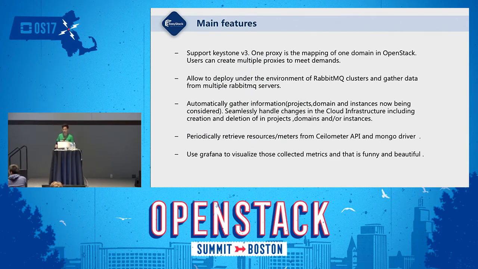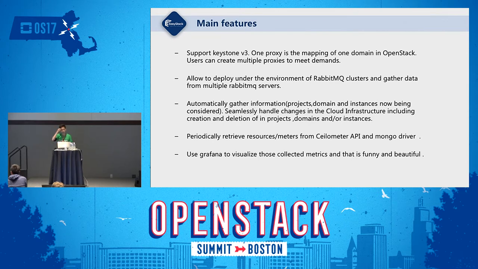After all the introduction of ZCP's design, let's sum up the main features ZCP already has. Now ZCP can support Keystone V3, making it possible that proxy can map into the domain in OpenStack, and ZCP can also take advantage of the Ceilometer notifications queue to get the information we need, and it also supports a random queue cluster. We can make the ZCP's queue durable to make sure that we won't miss any message.